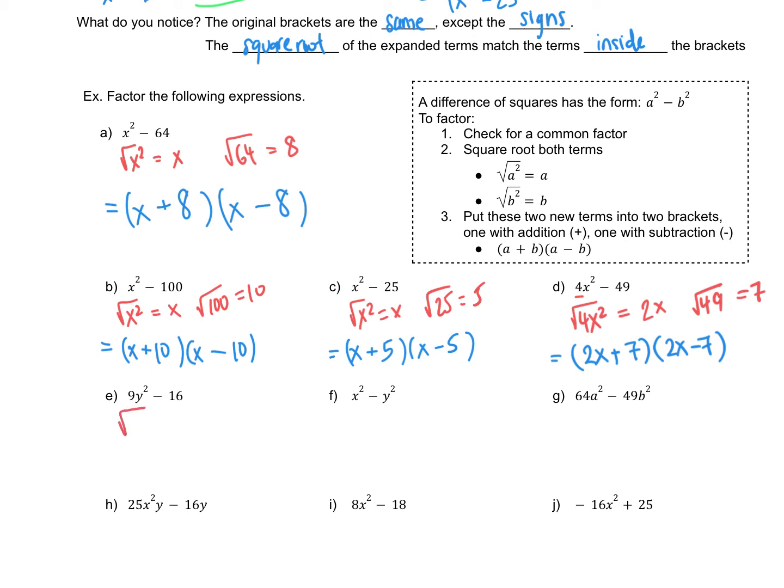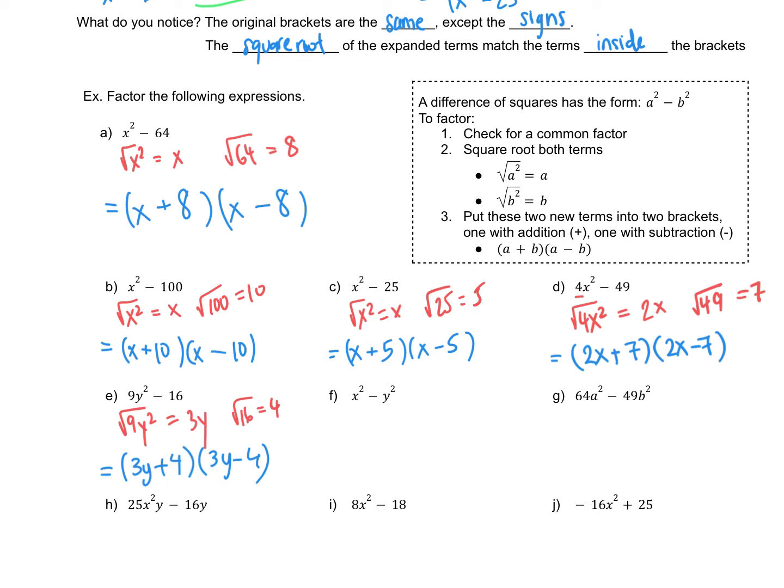So the square root of 9y squared. Well, the square root of 9 is 3. Square root of y squared is y. Square root of 16 is 4. So for the numbers and the coefficients, you can check that on your calculator. For the variable, you're really just cutting that exponent in half, like I said earlier. So you should have 3y plus the 4, and then 3y minus the 4.